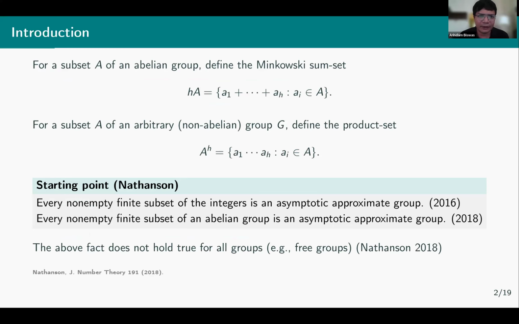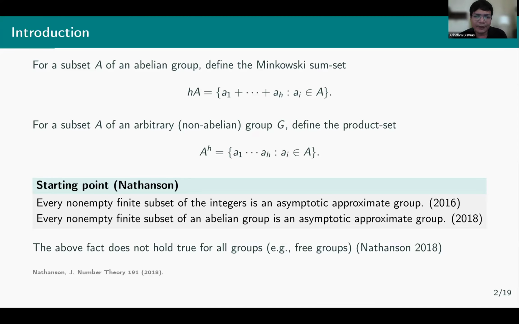For a subset A of an abelian group, we will define the Minkowski sum set, which is the usual sum set which we take in additive combinatorics, and we will also need the product set. Again, the same thing, but with products, which are not necessarily commutative. So the starting point will be a theorem of Nathanson. Actually, two results of Nathanson. One was from 2016, I think, and the other 2018.